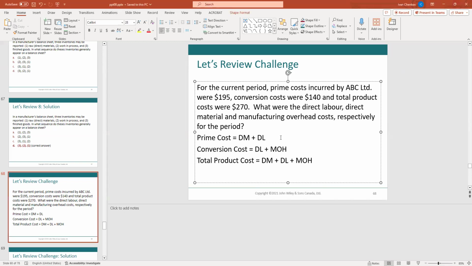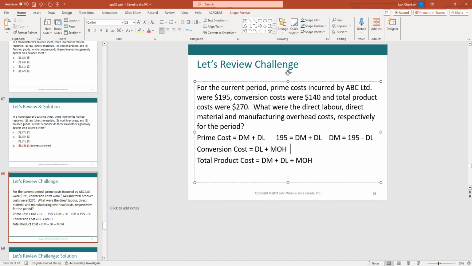So watch this. From here, I can say that prime cost, which I already know is 195, is equal to direct material plus direct labor. Now I can express direct material, correct? Direct material will be equal to 195 minus direct labor.